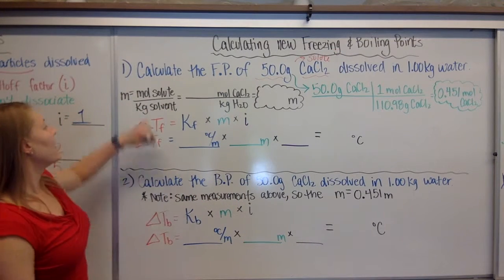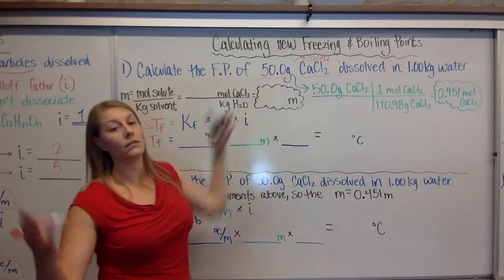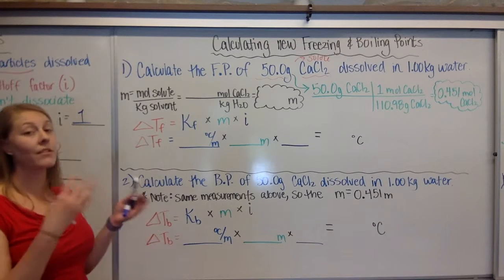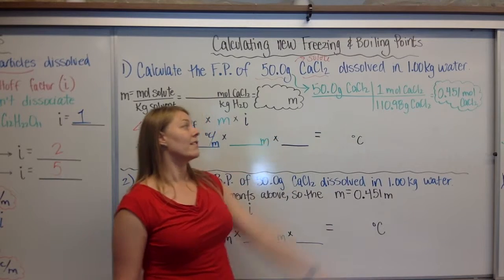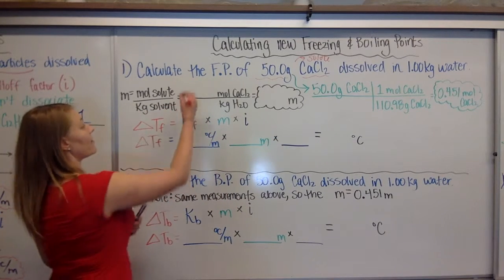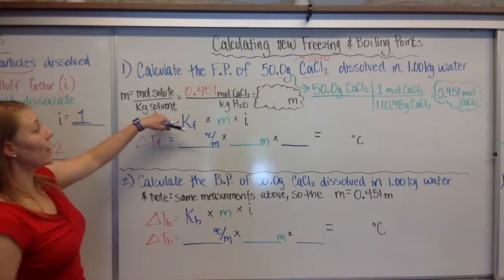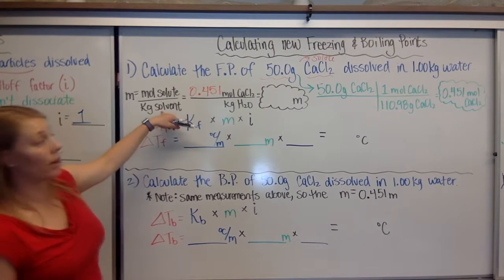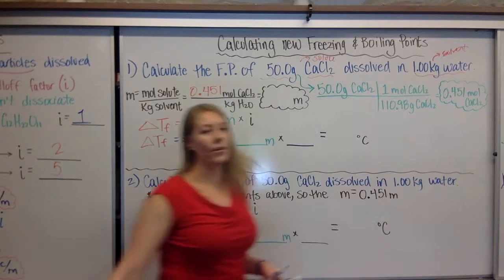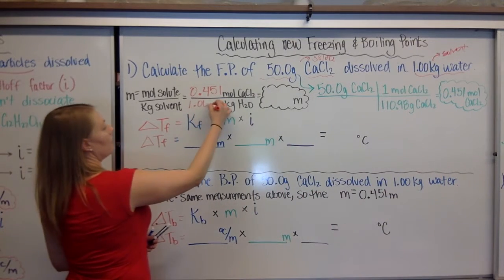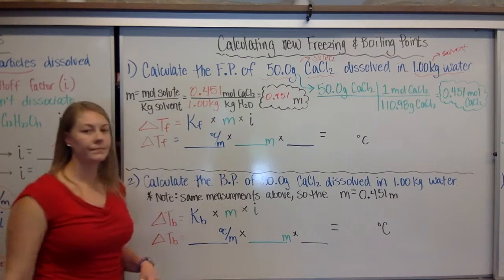that's our solute. To calculate molality, we need moles of solute. We have grams of solute. Well, luckily, we again know how to go from grams to moles using our dimensional analysis. I've done that here for us. So we know we have 0.451 moles of CaCl2. On the bottom, we're going to have kilograms of solvent. Remember, the solvent is water. We have our solvent right there, 1 kilogram of water. So I'm going to plug in 1 kilogram of water, and we get 0.451 molal.